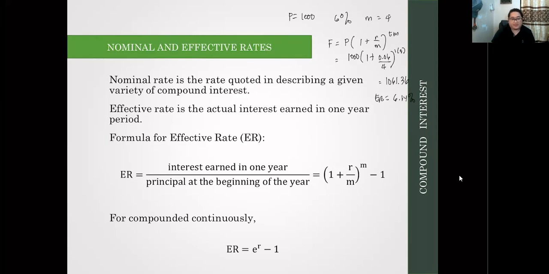So there is an effective rate, which has the following formula so we don't get confused. To get the effective rate of a given compounding year, we just use this formula: 1 plus R over M, raised to M, minus 1. Or when compounded continuously, when our M is infinity, the formula of the effective rate is E raised to R minus 1. Okay?